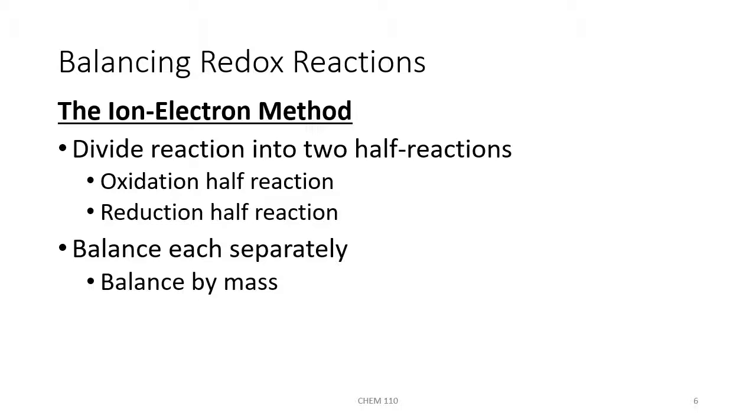First, we'll balance them by mass by looking at the number and types of atoms present, but then we'll balance them by charge. We balance charge by using electrons. Electrons have a negative charge. Those will be symbolized by writing e-.